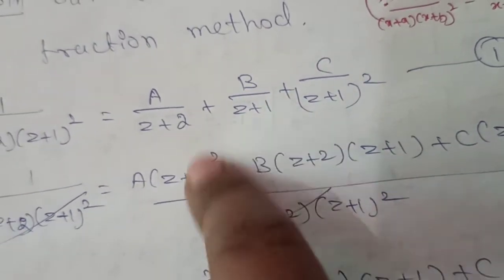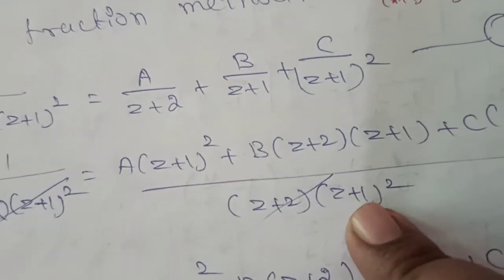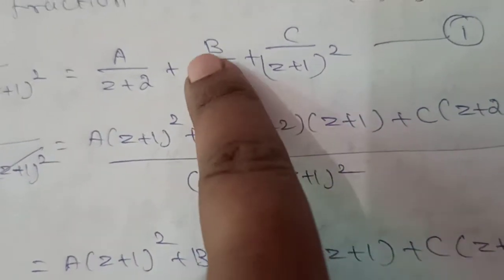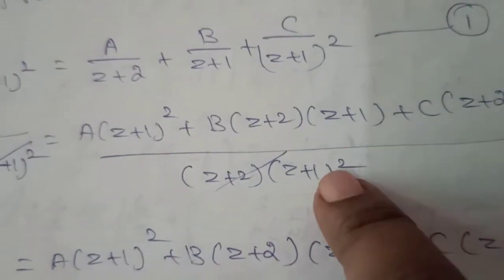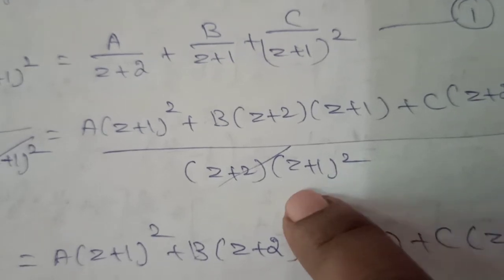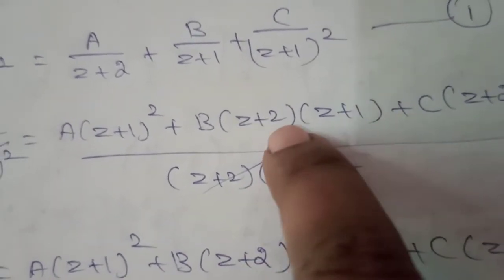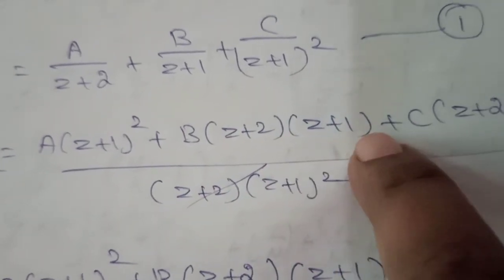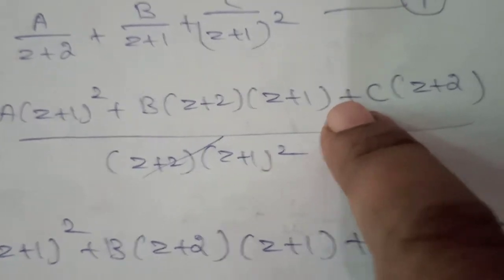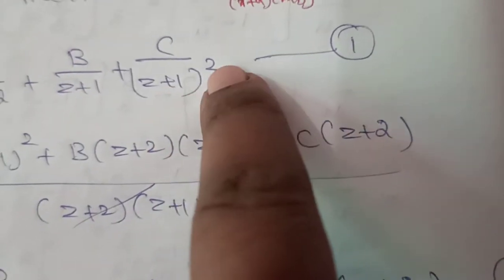So a is multiplied by (z plus 1) the whole square, then b divided by z plus 1. Here one more factor of z plus 1 is there, but z plus 2 into z plus 1 is still remaining, so b is multiplied by (z plus 2) into (z plus 1). Then c is divided by (z plus 1) the whole square.